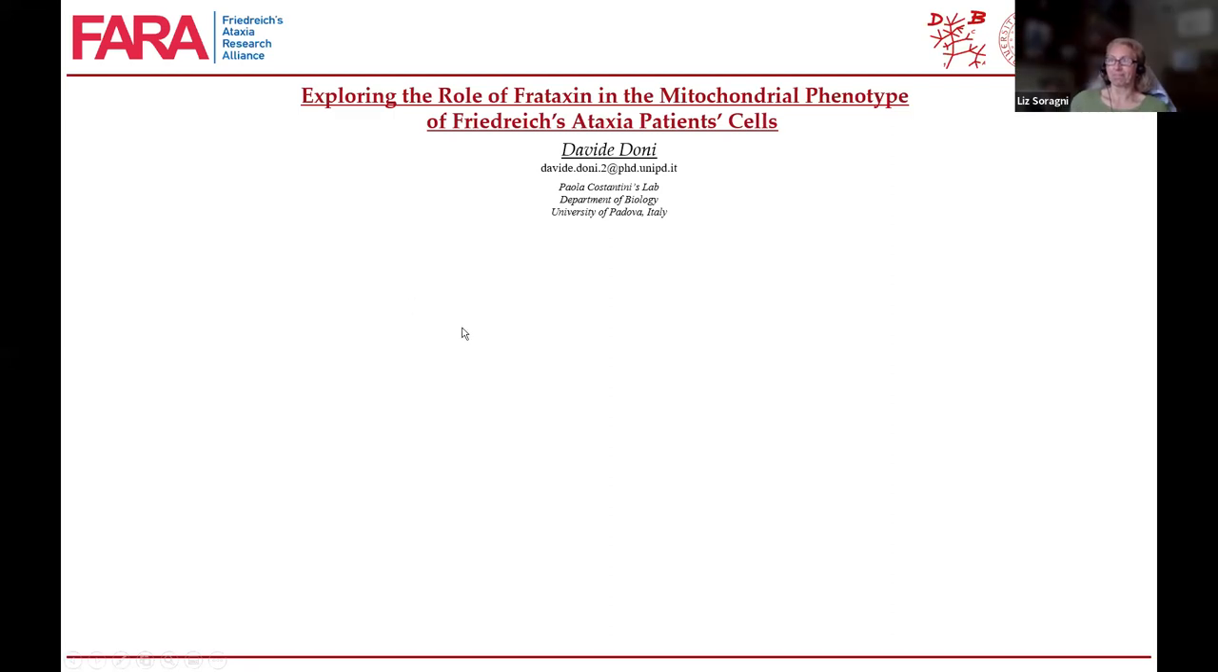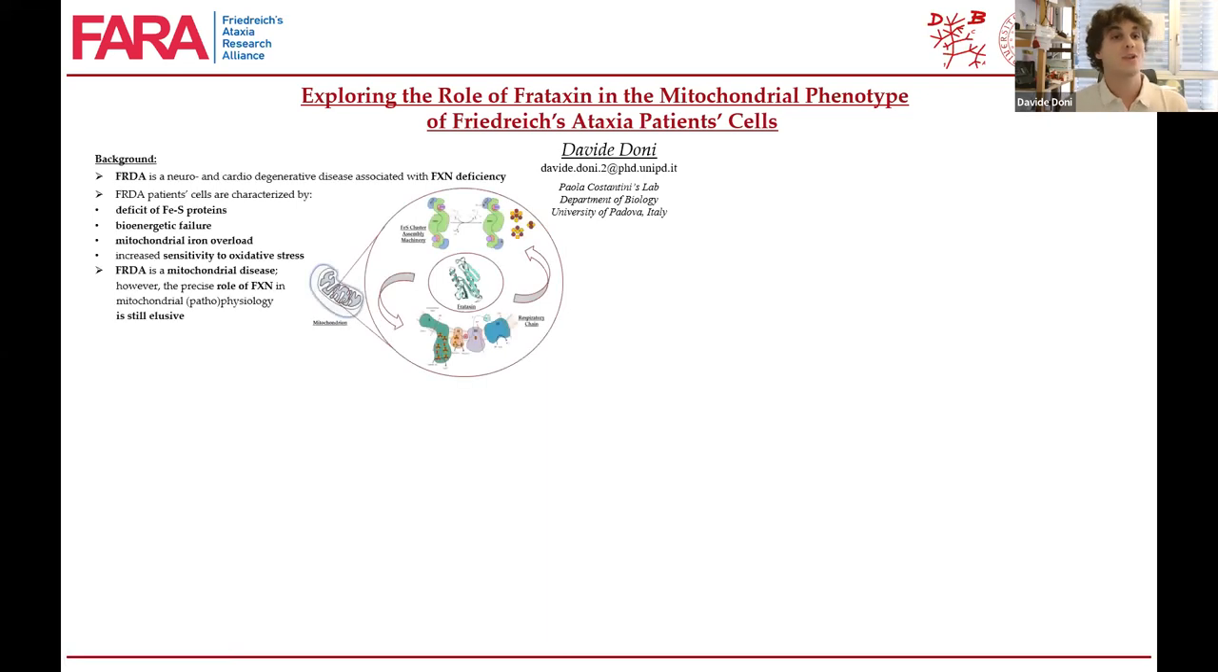Perfect. Okay, so in the first part of my presentation, I would like to show you very briefly the background of our research. As you know, Friedreich ataxia is a neuro and cardiodegenerative disease associated with a depletion of frataxin, a small protein which is localized in mitochondria, organelles that are responsible for the bioenergetic sustainability of the cell. Different roles have been proposed for frataxin function, and the most accepted one is its involvement in the biogenesis of iron sulfur clusters, a key prosthetic group which plays a pivotal role in the biological system.